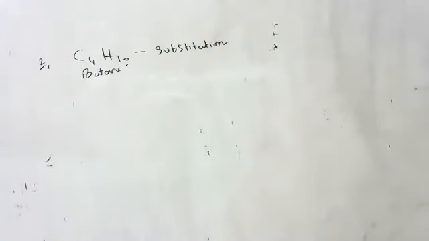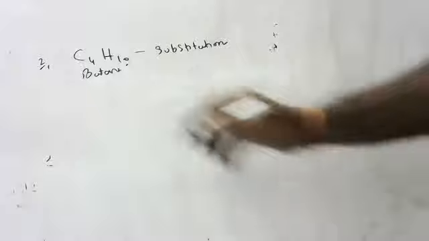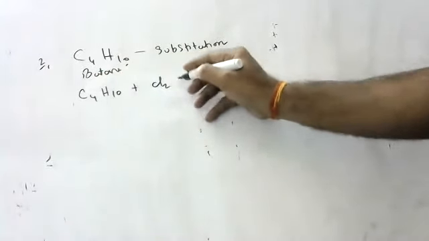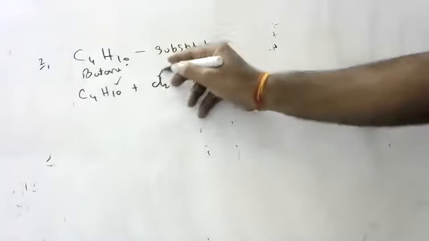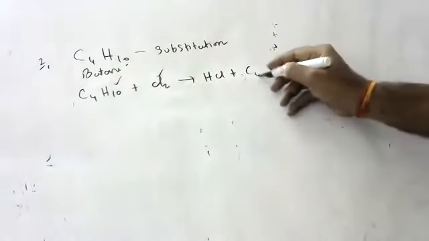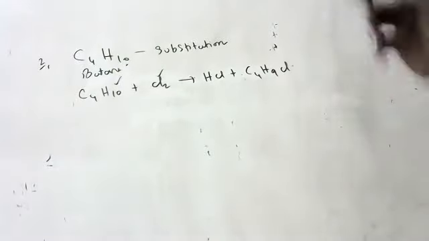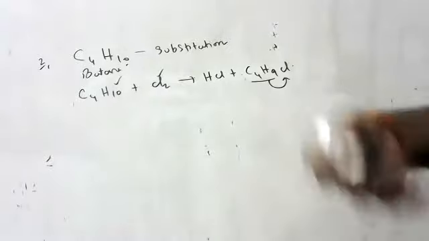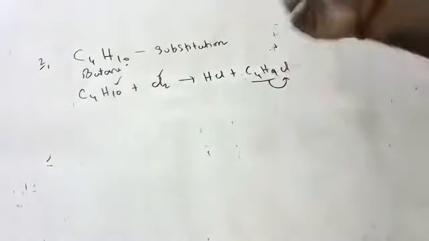He is asking substitution with chlorine. C4H10 when reacts with chlorine, one H goes out and one Cl comes in. What is left, children? C4H9Cl. This is called butyl chloride. What is it called, children? Butyl chloride. Okay, now balance the combustion.